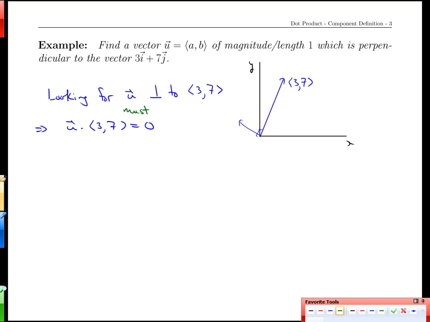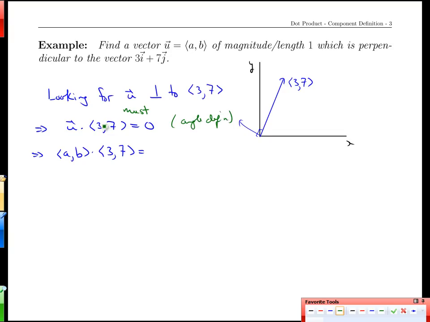Otherwise, they wouldn't be perpendicular. If they're perpendicular, the dot product is 0. So here, the dot product being 0 is something we're taking from the angle definition, but in terms of identifying what vector we want, what u is actually made up of, there we can use the component definition. So this is from the angle definition.